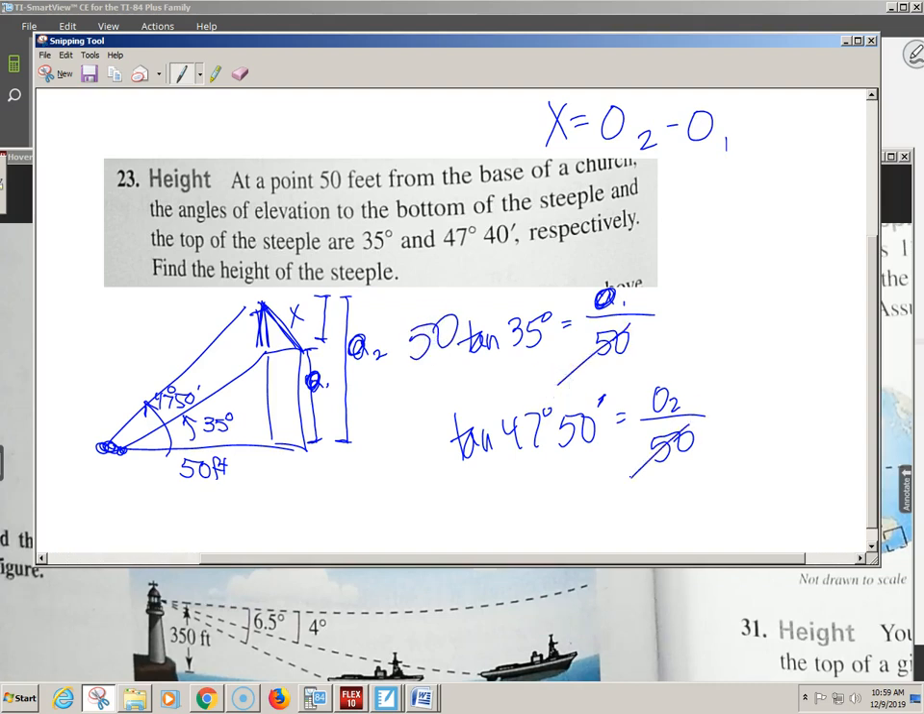Make sure you're in degree mode. And then taking this guy, he's the shorter one, so subtracting him from that guy. Does that make sense? Okay. Kind of. So two different right triangles, two different tangents. Solve both of them for their opposites. And then just subtract them. One big old subtraction and you're done.